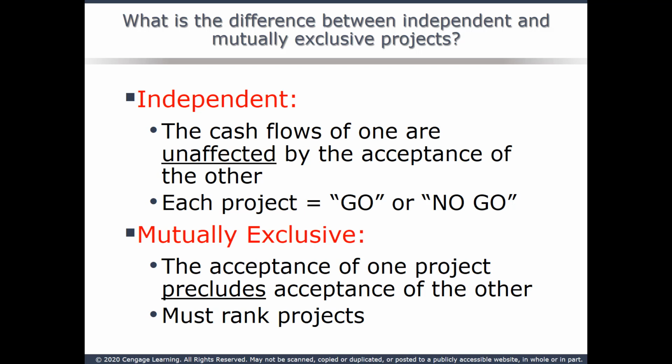Why is this important? If a group of projects are independent, then we only need to decide go, no-go on each one. If the group is mutually exclusive, then we must be able to select the best project, the second best, etc. We must be able to rank them. And as we'll see, not all evaluation methods are capable of ranking.